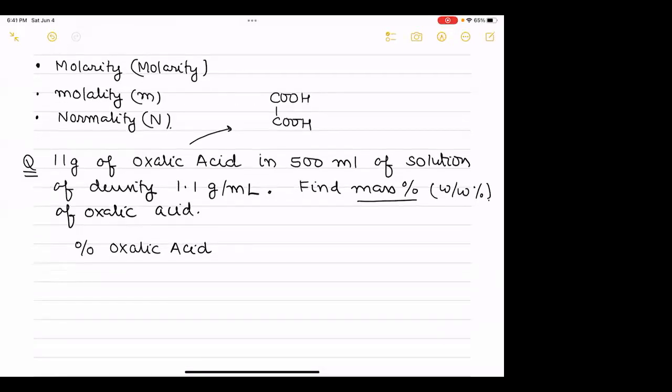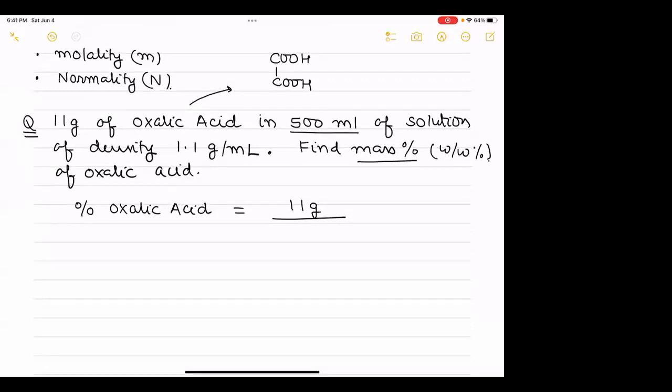Percentage of oxalic acid is the mass of oxalic acid, which is 11 gram, divided by the total mass of the solution. The total mass of the solution is not given because the volume is given, but we can find it by multiplying by the density. So 500, be careful. Always check whether it is solvent written or solution written.